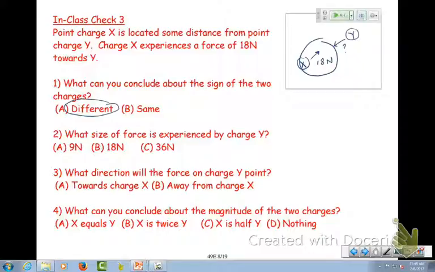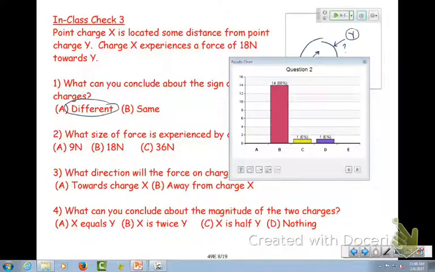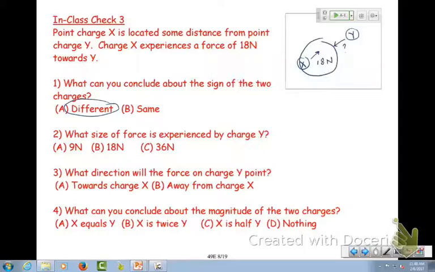So let's have a look at our graph. Most people are saying B, which is 18. And in fact, that's true. It's equal and opposite.